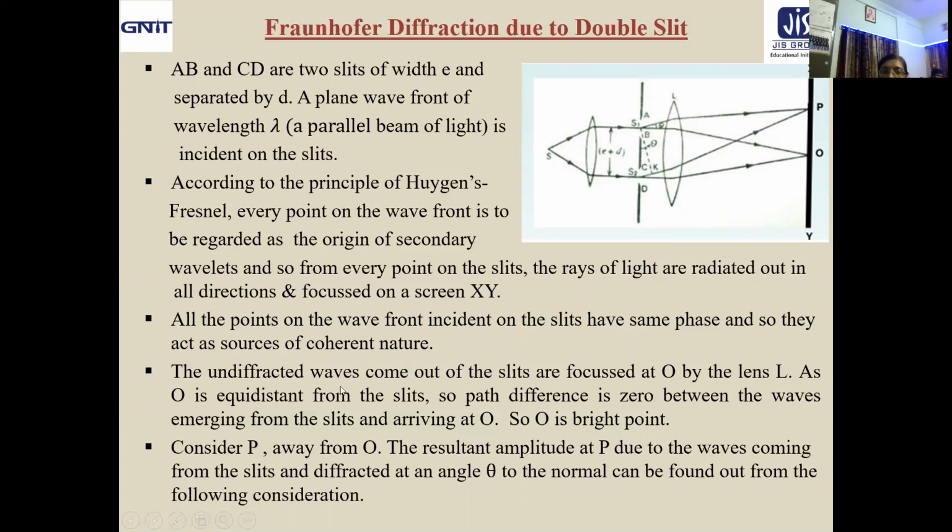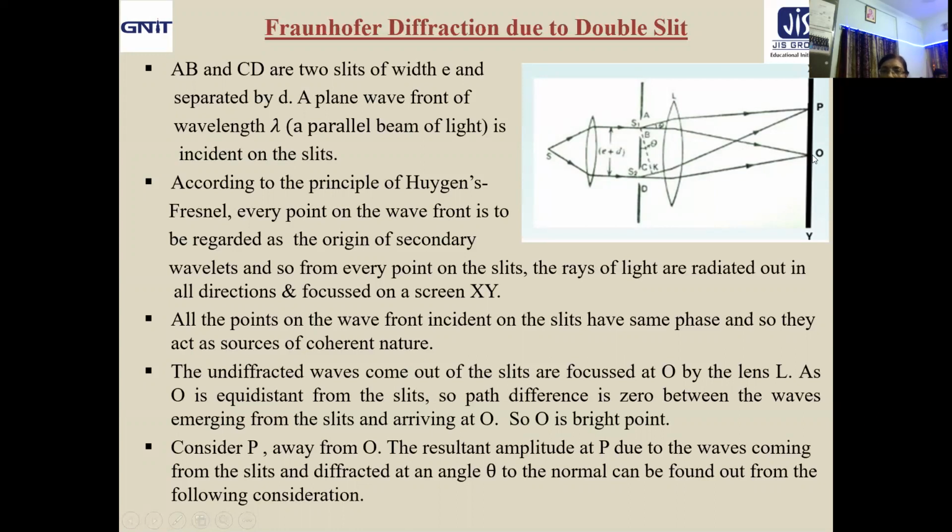Now, the undiffracted waves which come out of the slits are focused at O by the lens L. Look here, out of the diffraction we will consider two sets of beams. One set is not at all diffracted and is focused at point O, and the other set is diffracted at an angle theta to the normal and converges at the point P. The situation is exactly similar to the case of single slit diffraction. Only in place of one slit, here we have two slits.